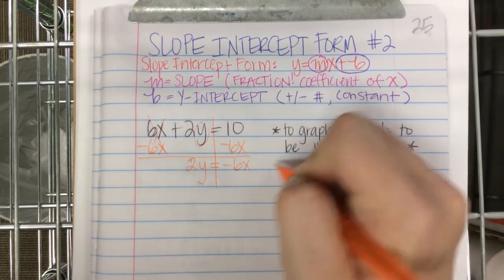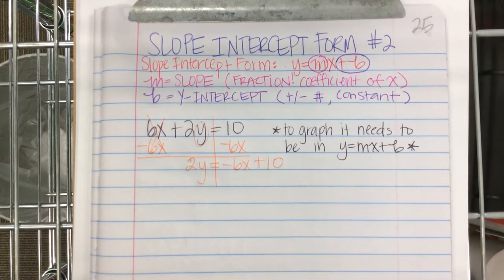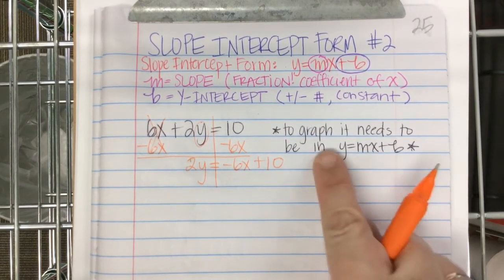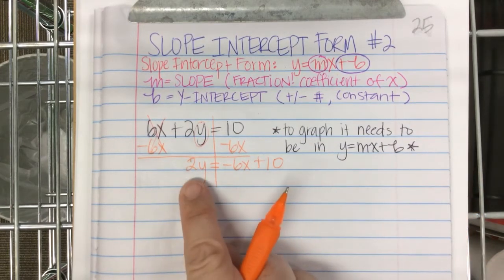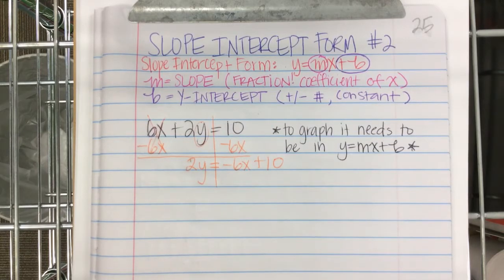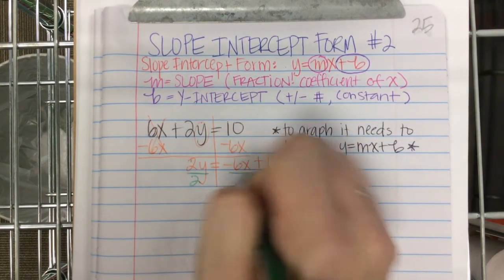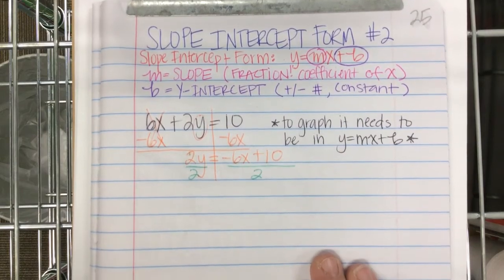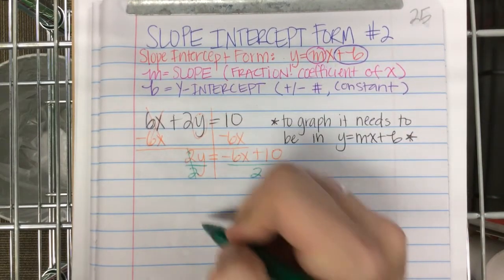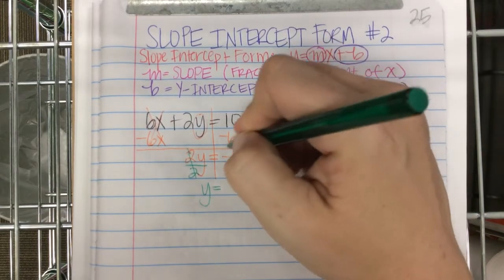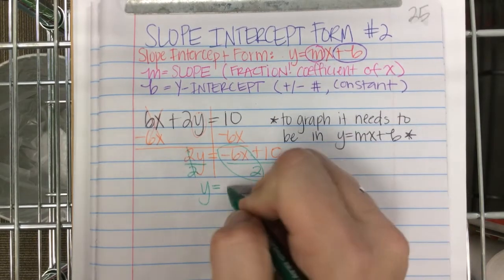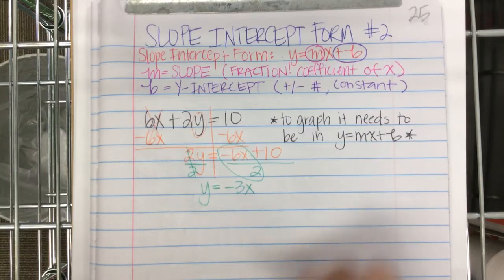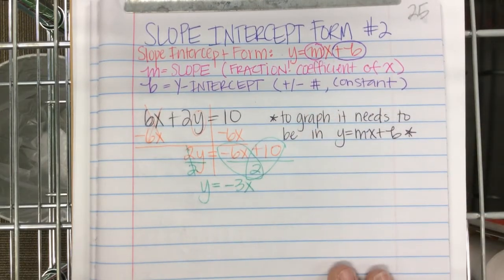This is why it was so important. I stressed so much when we were doing it variable first. Because in y equals mx plus b form, your variable's first. But I'm not done because y is not by itself yet. I'm going to divide by 2. So the 2's cancel out, and I'm left with y equals, what's negative 6 divided by 2? Negative 3x. What's 10 divided by 2?